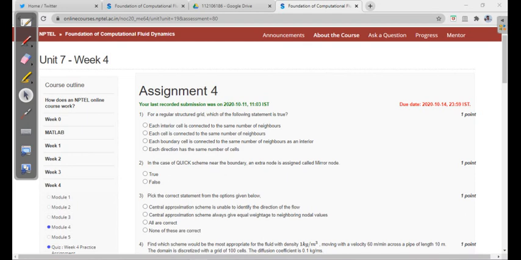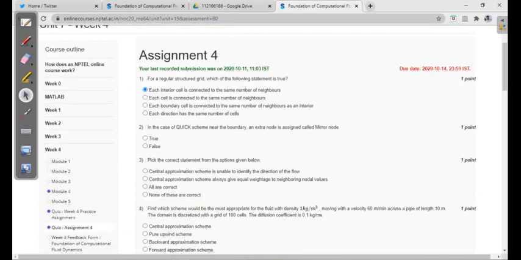The question number 1 is, for a regular structured grid, which of the following statements is true? The correct answer is each interior cell is connected to the same number of neighbors. Question number 2, in the case of QUICK scheme near the boundary, an extra node is assigned called mirror node. Yes, this is a correct statement.